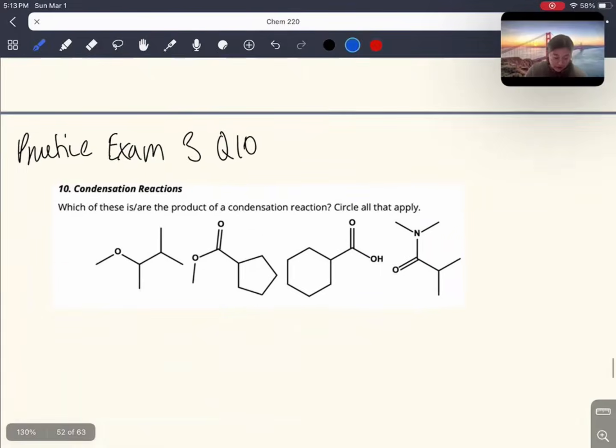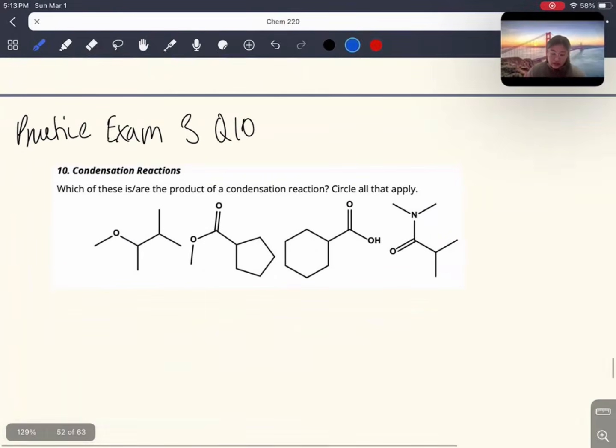So, this next question is from practice exam 3. It's question number 10. It gives us four different molecules and it asks which of these is or are the product of a condensation reaction. And it says to circle all that apply. So, what is a condensation reaction? I went over earlier in the first problem one example of a condensation reaction, which was a Fischer esterification.